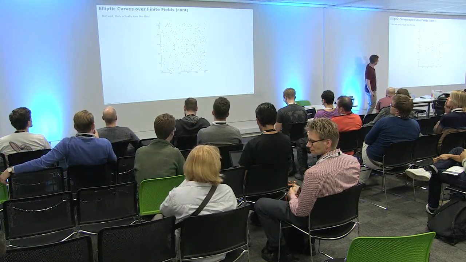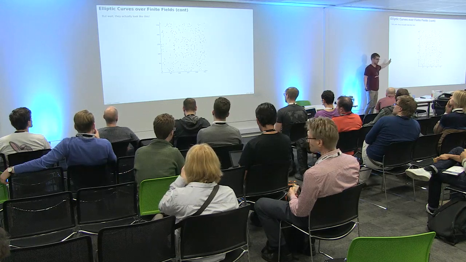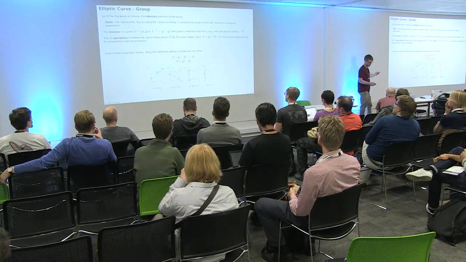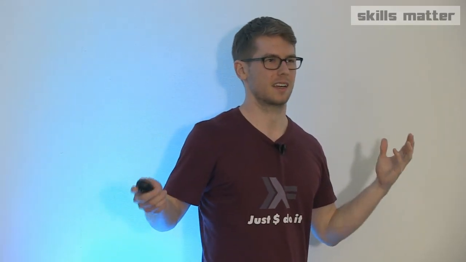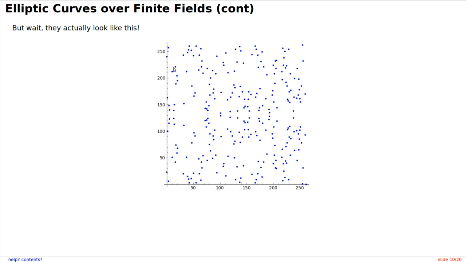Elliptic curves over finite fields look like this. They don't look like the previous pictures I had. They look like this because of the finite field, which is basically a field over a very large prime, and if you overflow in this field, you just take the modulus of the result of these operations.